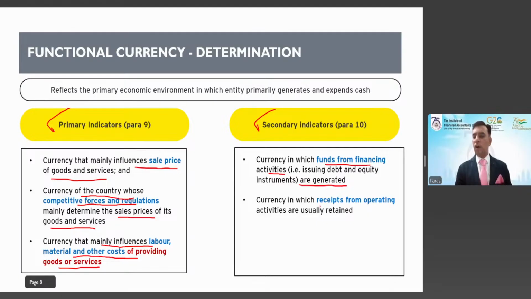Then the second point talks about the currency in which receipts from operating activities are usually retained. Again, we can say the currency in which the working capital requirement is being met by the organization can be considered as the functional currency, right? So these are the 5 indicators on the basis of which you need to identify which currency is the functional currency of the entity. I have been asked one question multiple times, that do we need to satisfy one criterion, one parameter only, or do we need to satisfy all the 5 parameters which have been provided in para 9 and para 10?